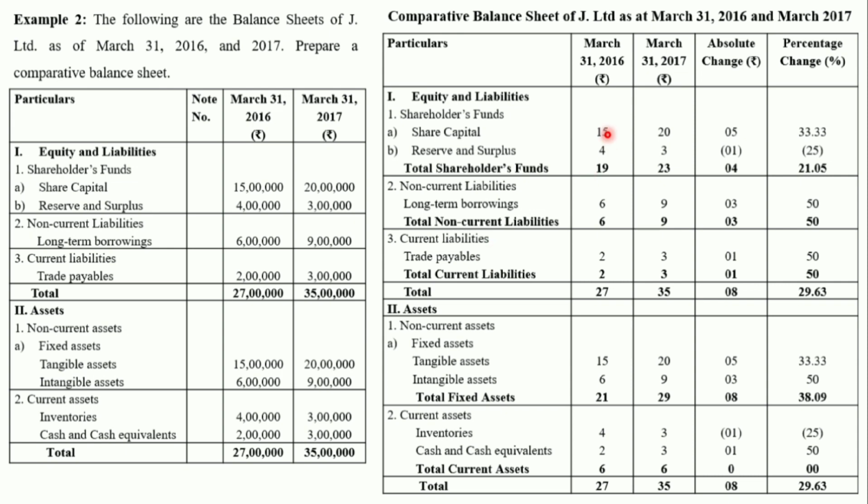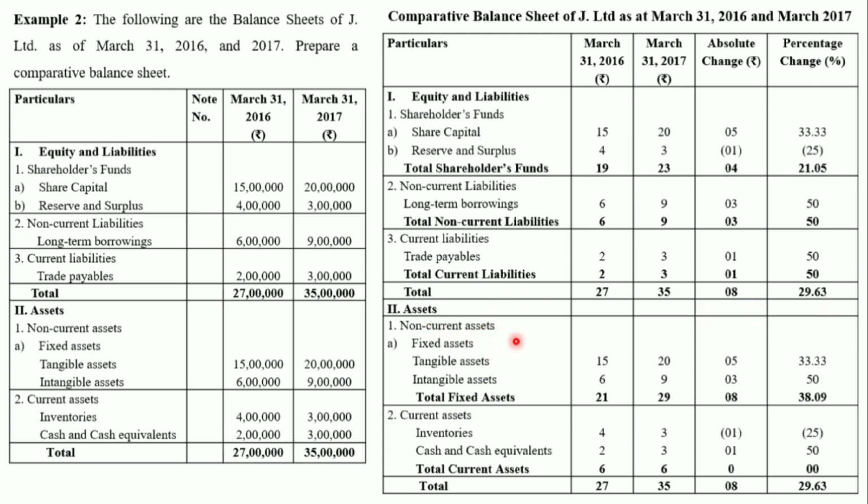When we total all the liabilities and equity, that is 27 for the previous year and 35 for the current year, which means an overall increase in the equity and liabilities by 8 lakh rupees, and in percentage form that is 29.63%. Now we are going to mention assets also.